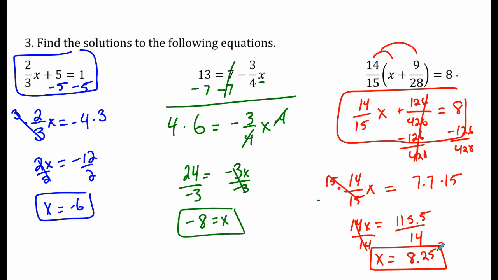Now you could have done this with inverse operations, and I challenge you to do that on your own and see if you can do it. You wouldn't distribute first, you would multiply by 15 to get rid of that 15 there, but try it. See if you can do this with inverse operations on your own, but you'll know if you got it right by ending up at 8.25.